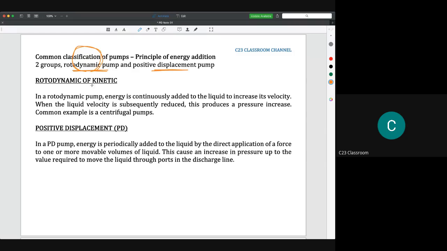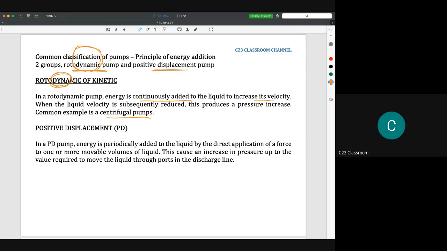Okay, so apa yang dikatakan rotodynamic or kinetic pump? In a rotodynamic pump, energy is continuously added to the liquid to increase its velocity. When the liquid velocity is subsequently reduced, this produces a pressure increase, and the common example of this type of pump is a centrifugal pump. So rotodynamic is as shown in its name, so means it has a rotation motion, and dynamics mean it rotates continuously.